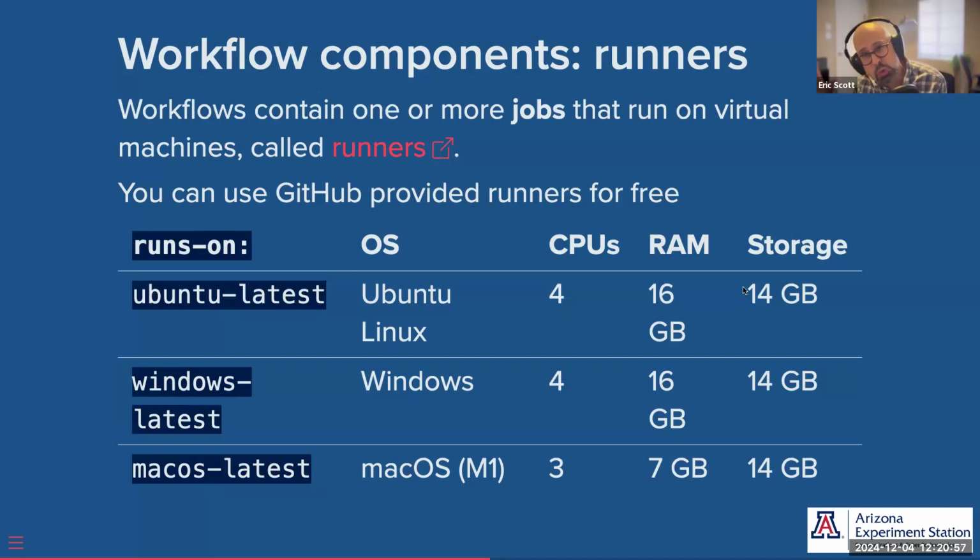And they're not huge computers, right? They've got 4 CPUs, 16 gigabytes of RAM, and 14 gigabytes of storage. But they're not tiny either. There's not a lot of storage here. Storage is the big limitation. This is for artifacts or things that are created by your workflow. You don't want them to exceed 14 gigabytes, or it'll complain, I think.